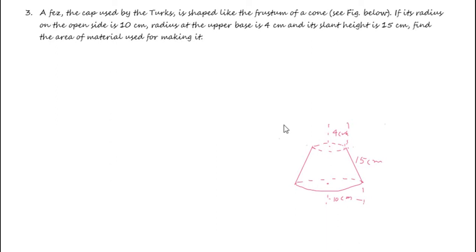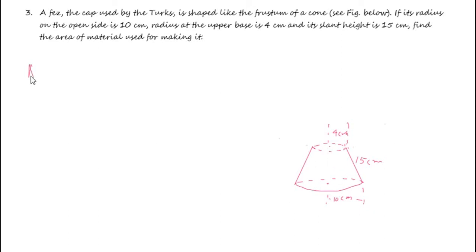A fez, the cap used by Turks, is shaped like a frustum of a cone. This is the figure. If its radius on the open side, the bottom, is 10 centimeter, and the radius at the upper base is 4 centimeter, and the slant height is 15 centimeter, find the area of the material used for making it. It is open from the bottom, so that area must not be considered, but closed from the top, so this area has to be included, plus the curved surface area.